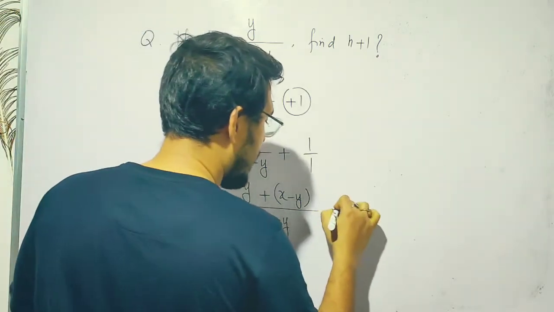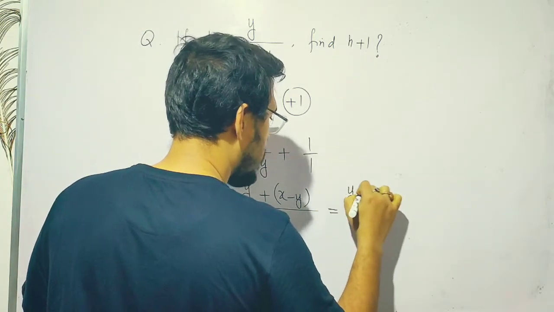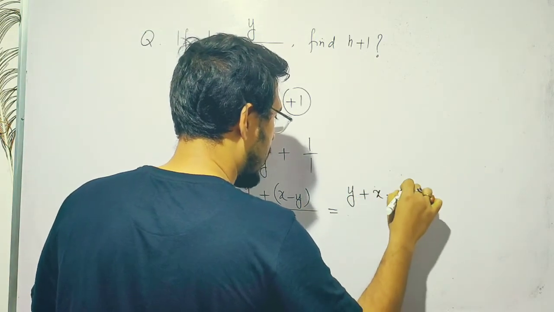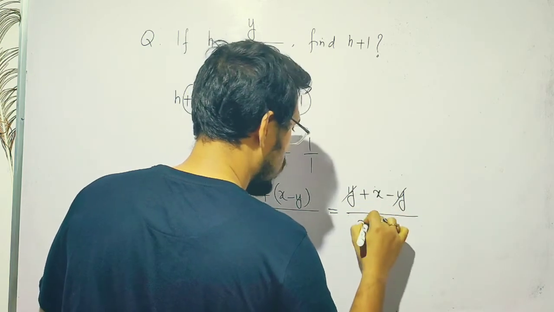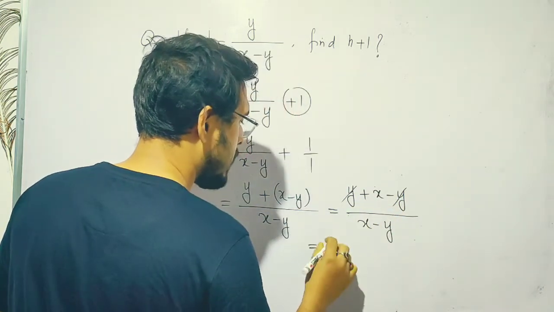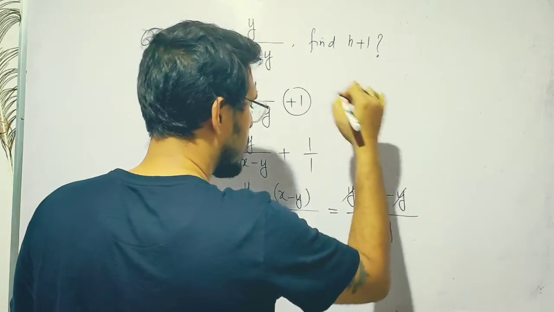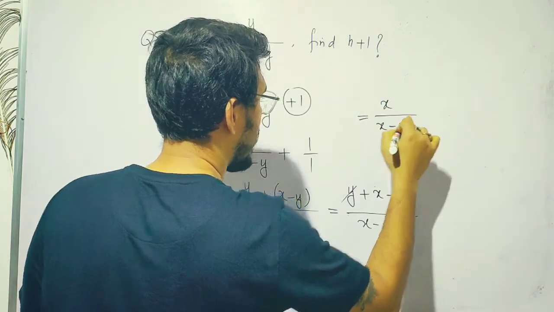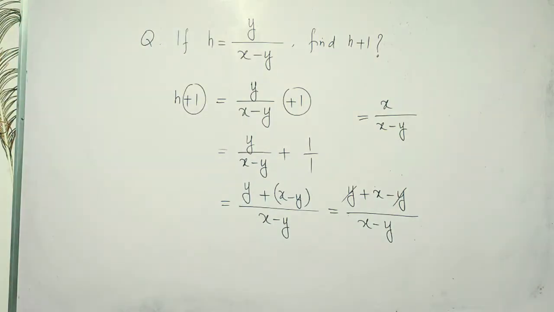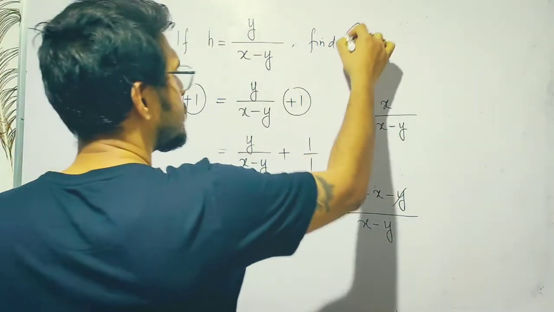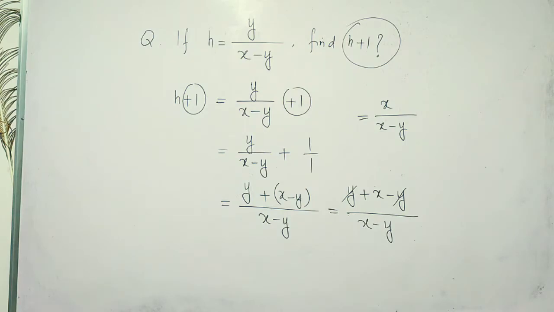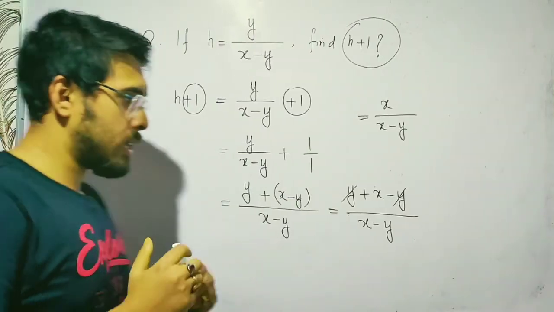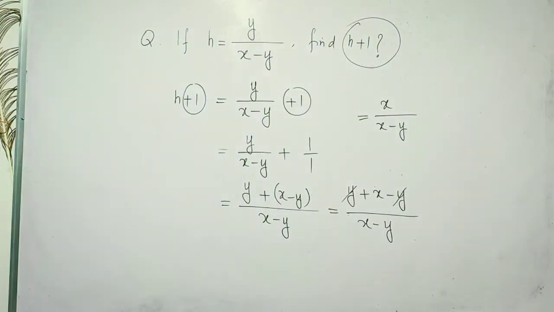So when you expand it, y plus x minus y gets cancelled over x minus y. So finally the result that comes is x over x minus y. I hope this is clear. X over x minus y is the answer to this particular question, h plus 1. Okay, so if you have taken this one, let us do another problem.